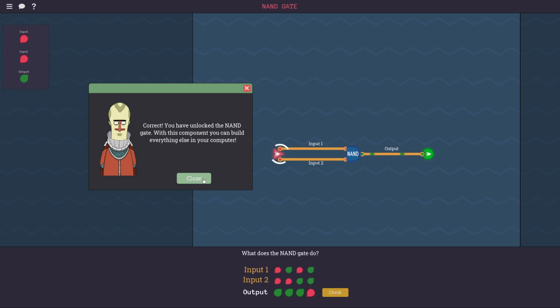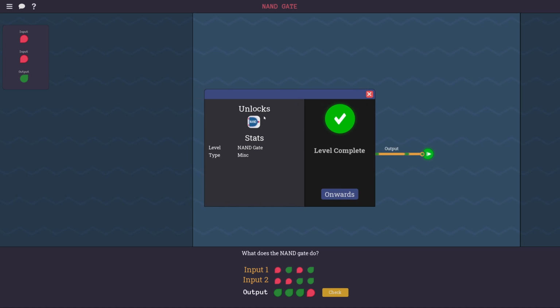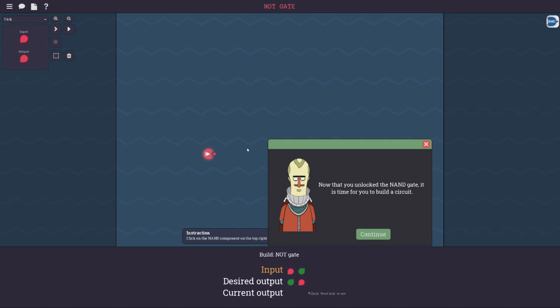So all right, let's keep moving on. Unlock the NAND gate. Okay, onwards.